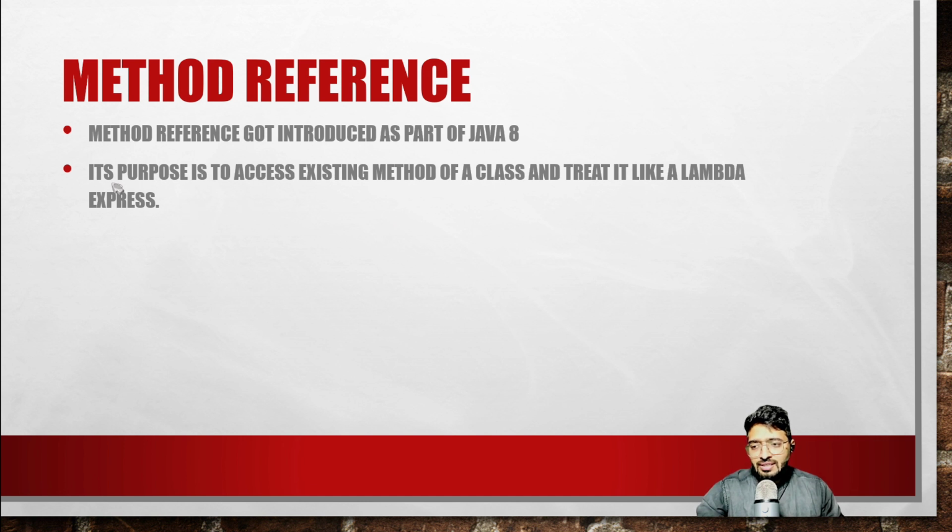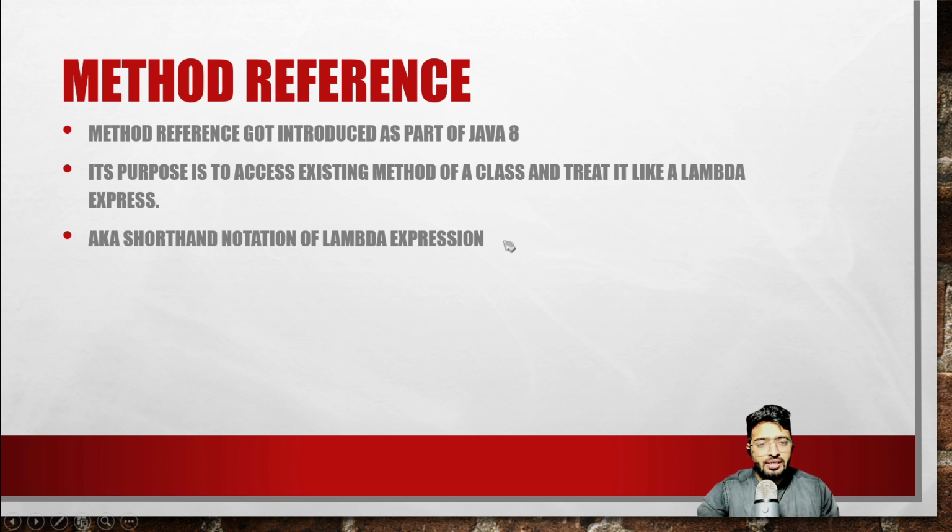Like I said, its purpose is to access the existing method of a class and treat it like a lambda expression. Method reference is also known as the shorthand of the lambda expression. Why is it known as the shorthand notation of the lambda expression? Because it has the ability to use the existing method as a lambda expression. So if you are using the method reference, then you need not create the lambda expressions by implementing the functional interface. You can directly use the existing methods and pass them as a lambda to the functional interface. Let's see the syntax of the method reference.